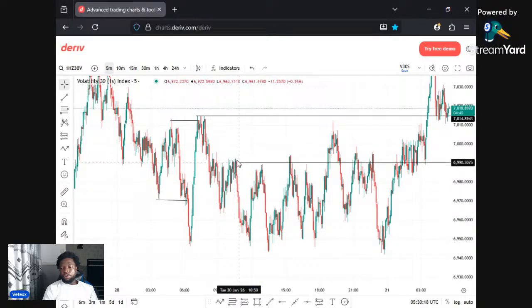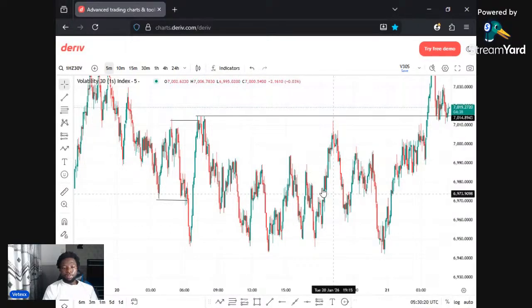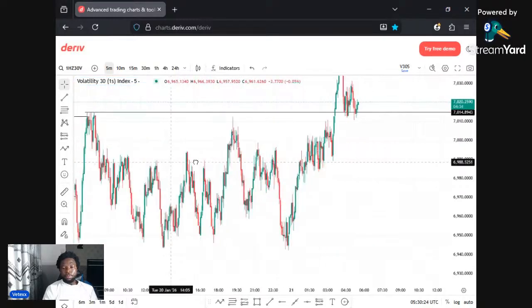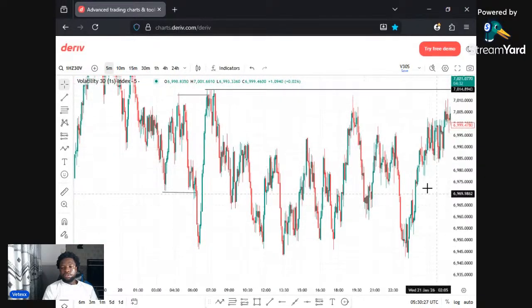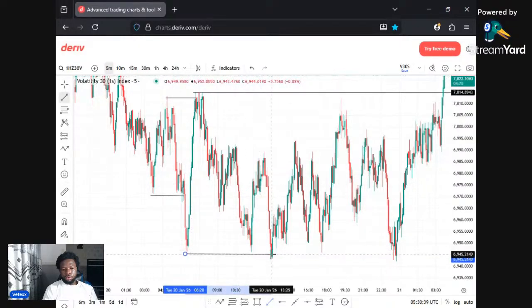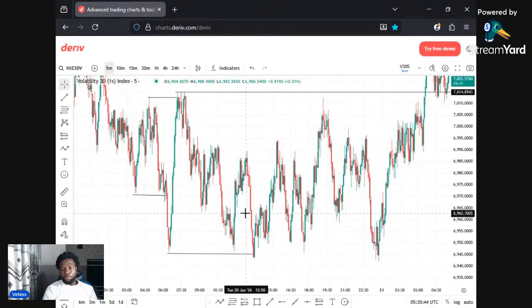So if you look closely, this looks like a type B setup. There's something I'm trying to look out for, but I can't see it again. The noise is just too much on this lower time frame. But this is a sweep of liquidity. This was our first break of structure, which was this. Price gave us our first break, but it didn't give us our second break, which makes this a type B setup.